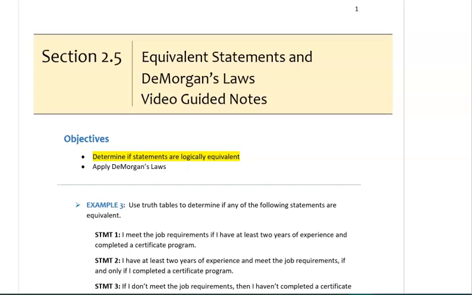Section 2.5, Equivalent Statements and De Morgan's Laws, Video 2. In this video, we will cover the following objective. Determine if statements are logically equivalent.